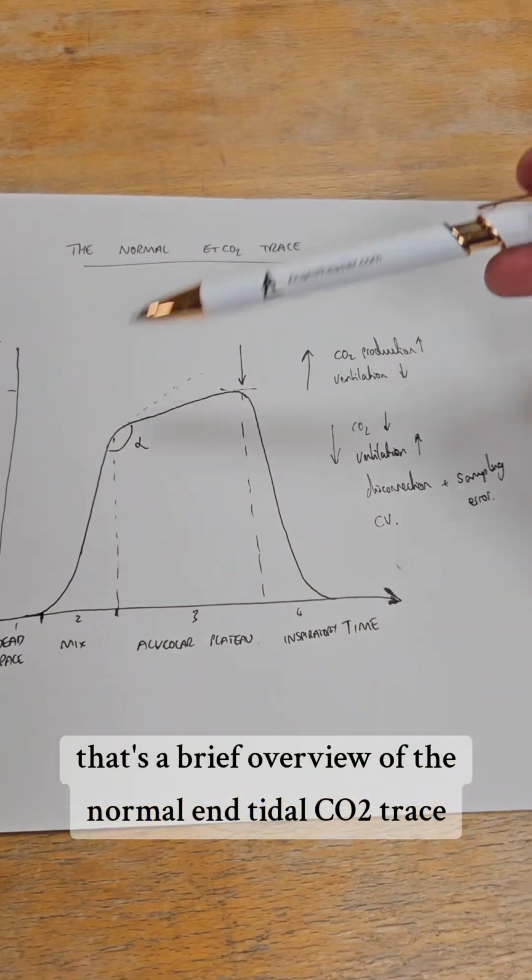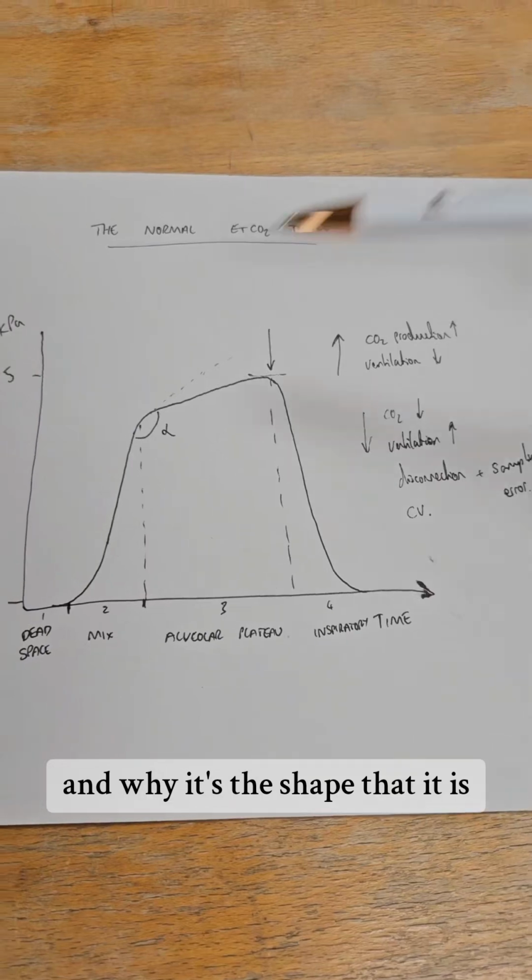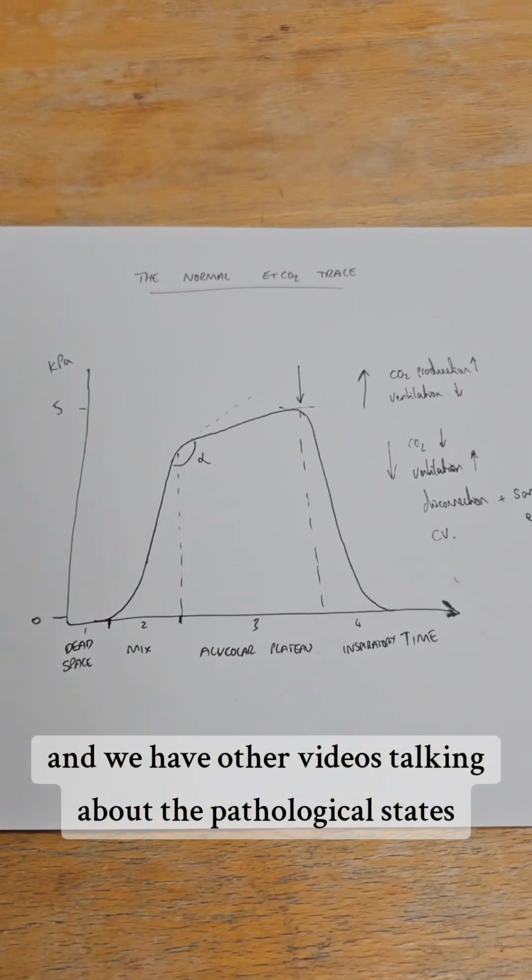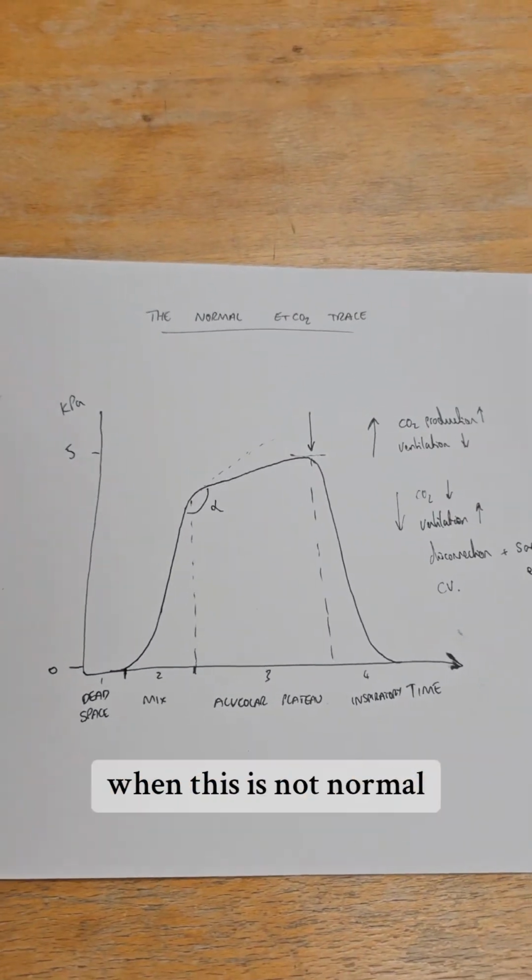That's a brief overview of the normal end-tidal CO2 trace and why it's the shape that it is. And we have other videos talking about the pathological states when this is not normal.